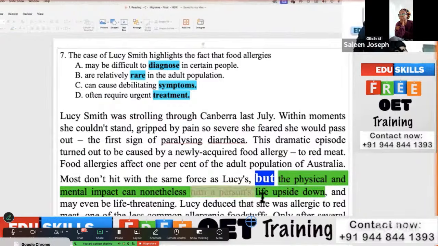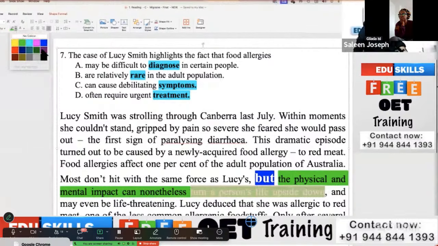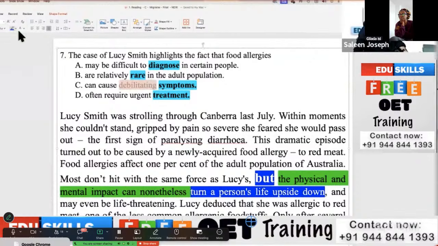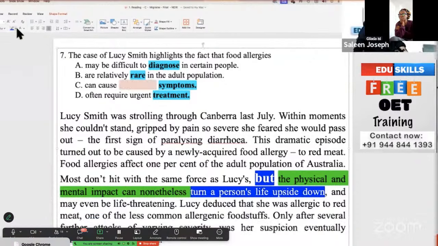Turn a person's life upside down means what? Debilitating means what? Disabling. Debilitating means disabling, making somebody flat. Can cause debilitating symptoms. Debilitating means to disable someone. He is not able to do anything. He is flat. Do you understand? Yes, Father. So even without this clue, you have found the answer.